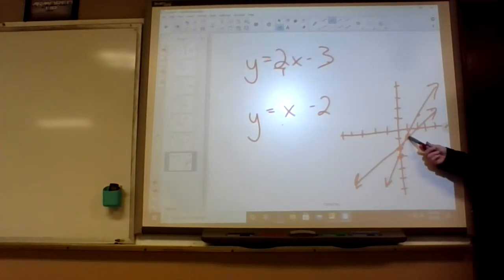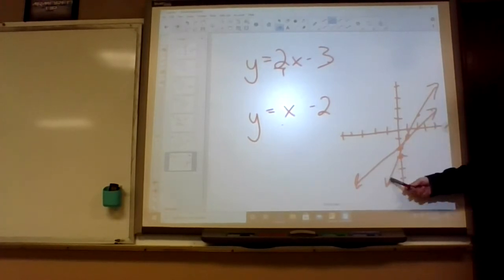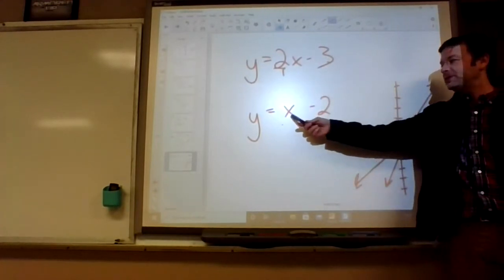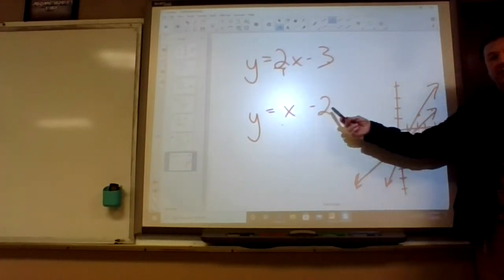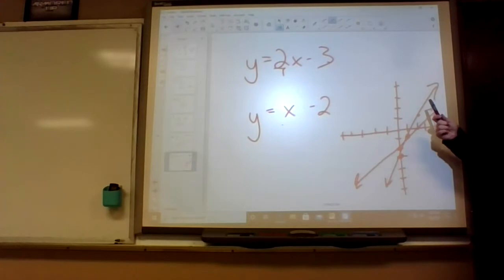What do you think that point represents? The solution for what? This problem. Okay, every point on this line is a solution for this equation. Every point on this line is a solution for this equation. So this is the solution they have in common. So if you said one common solution, you were correct.